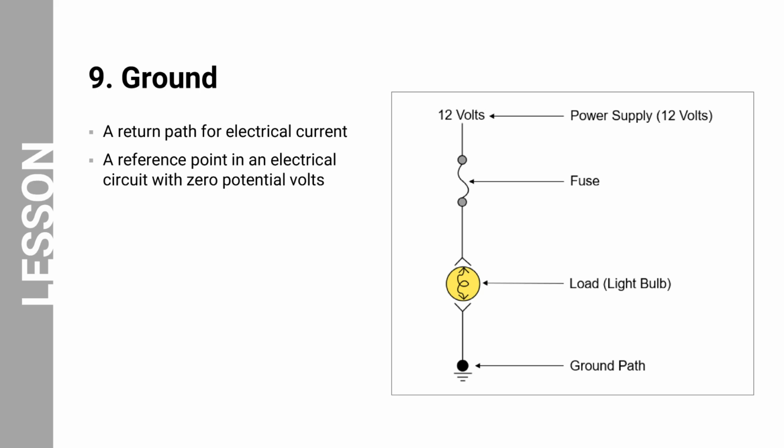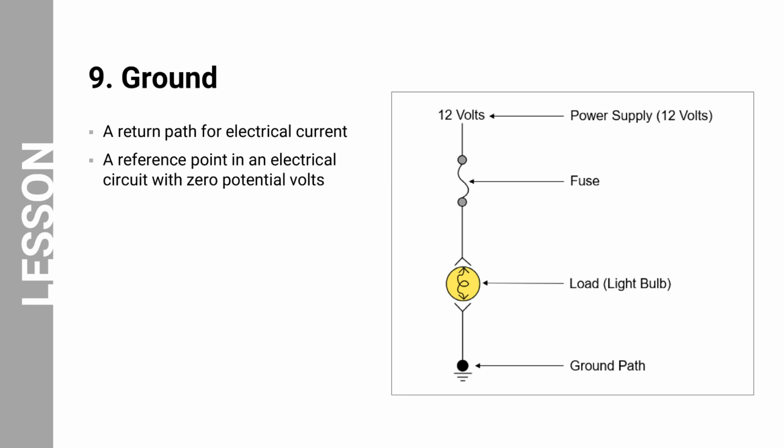This image depicts a simple electrical circuit with a power supply, fuse, load, and ground path. The power supply is a 12-volt battery, the fuse is a 10-amp fuse, the load is a light bulb, and the ground path is a wire that connects the light bulb to the battery negative terminal. The electricity flows from the positive terminal of the battery through the fuse and to the light bulb. The light bulb converts the electrical energy into light and heat. The current then flows back to the battery negative terminal through the ground path.